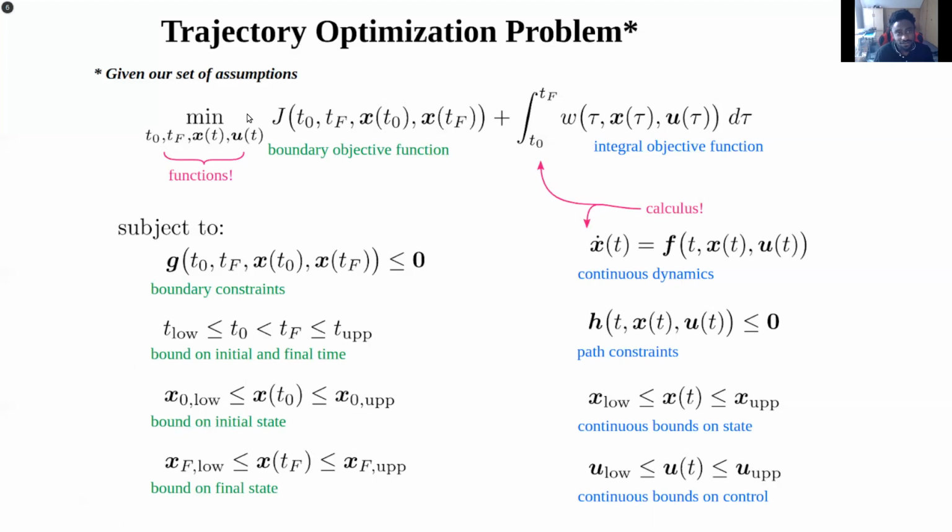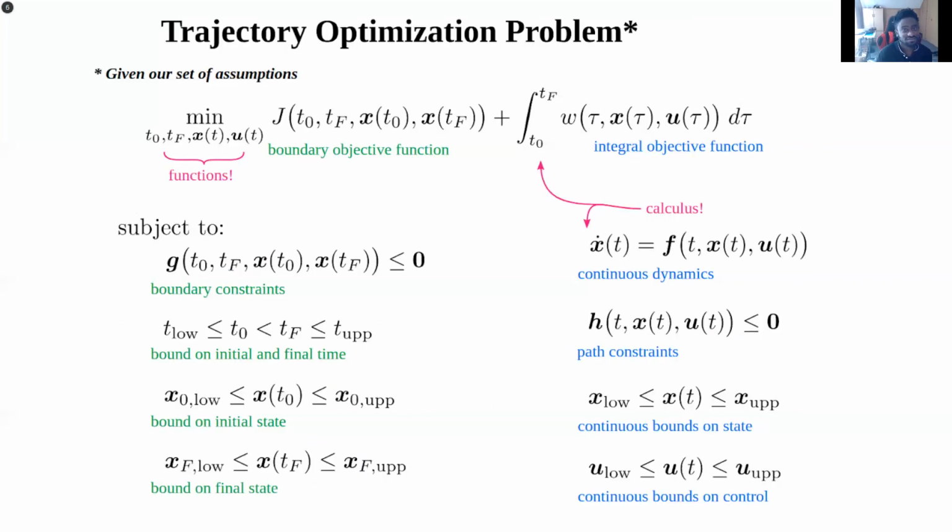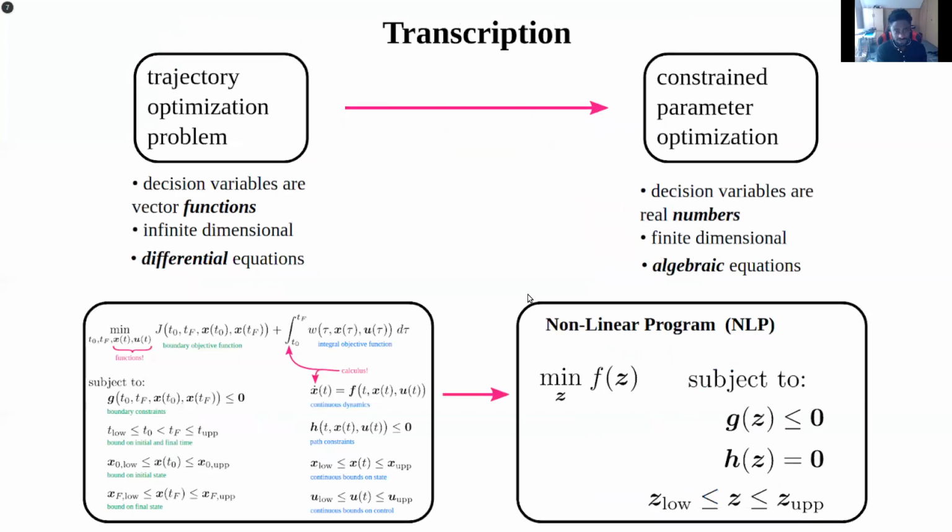So once you specify the objective function and the constraints, you've already specified your problem. What's left is solving for the x of t and u of t that satisfy both the constraints and the objective function. And so most of trajectory optimization research is into coming up with ways of solving this optimization problem. And the generally agreed upon way of solving this optimization problem is to first discretize the time.